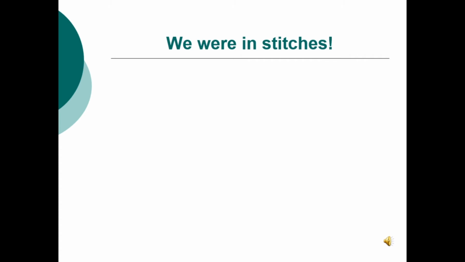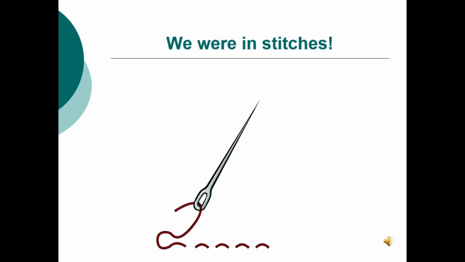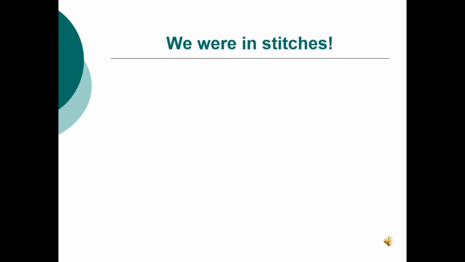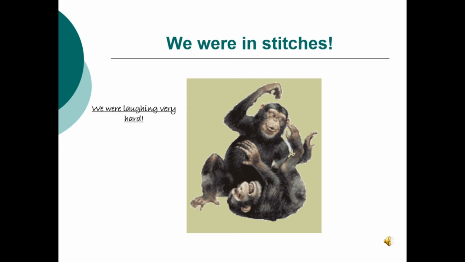Next one. We were in stitches. To stitch. Do we know what that is? Anybody? To stitch something, we have a needle and we have thread. It's a method of sewing, knitting or crocheting, producing a particular pattern or design. So we were in stitches. Not literal, figurative.